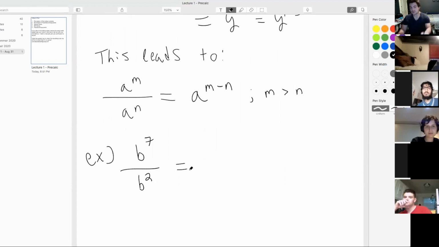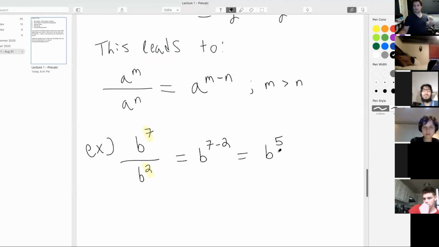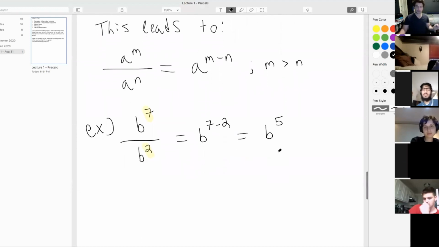Okay, so the quotient rule tells us that I ought to subtract those powers. So I did 7 and I did 2, because those are the powers that appear. And now this is a simple affair. 7 minus 2 is 5. So we just have b to the 5th. All right. So far, so good, I hope.